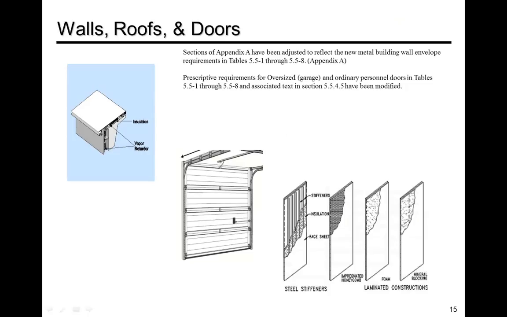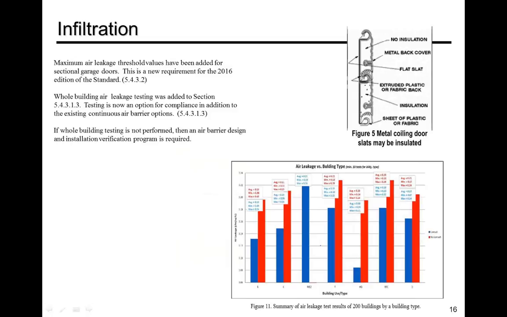There's a lot of work that has been done and is continuing to be done in the area of metal buildings, walls, roofs, and doors, etc. And sections of Appendix A have been adjusted to reflect the new metal building wall requirements in 5.5-1 through 5.5-8. And prescriptively, there have been some look at the personal doors and oversized garage doors in those sections, and section 5.5.5.4.5 has been modified to reflect that. There's ongoing work in this area for the next version.